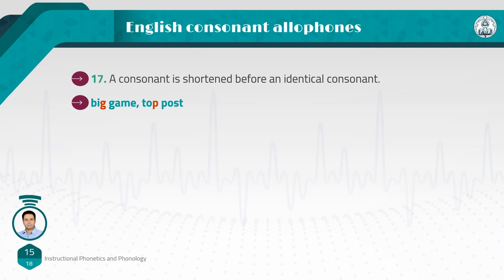So when we say "big game", in fact, this consonant, the first one, is shortened. Or when we say "top post", when we have two identical consonants, two P's, the first P is shortened. We won't say "top post" with both fully released, we say it with the first P shortened.